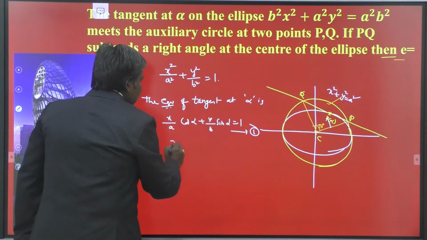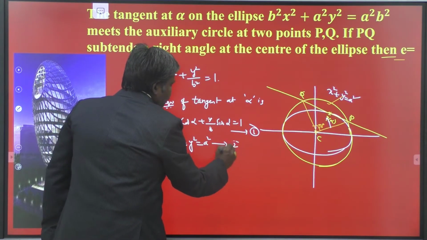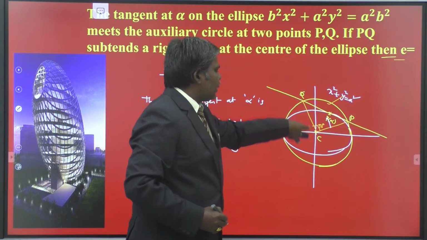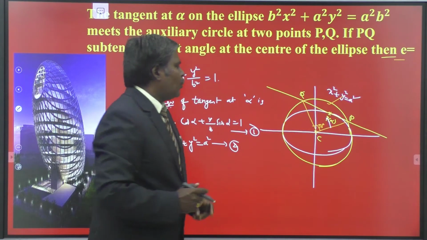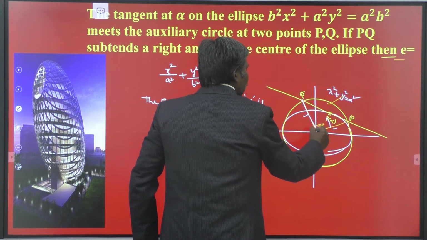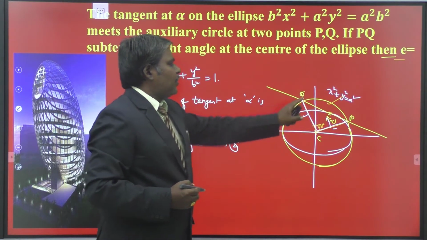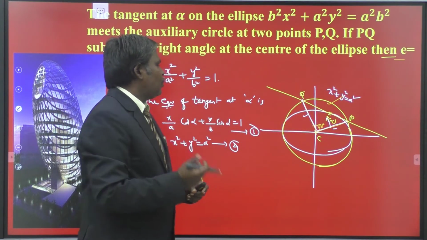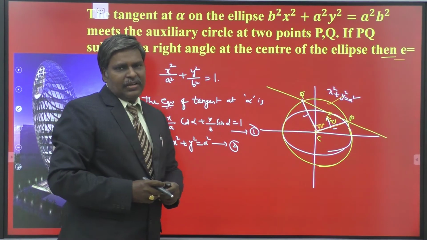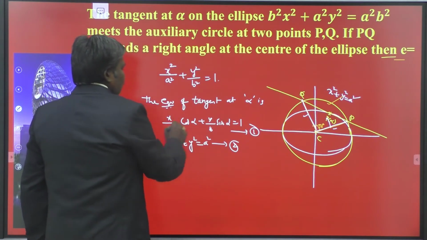What is the auxiliary circle? x square plus y square equal to a square. This is equation number 2. These two curves intersect at P and Q. They are joined to the center of the circle. How to obtain these two pair of equations? These are the two pair of lines joining the center with the points P and Q. By homogenizing the curve with respect to that line, we obtain the pair of equations. So we are going to homogenize this circle with the line.